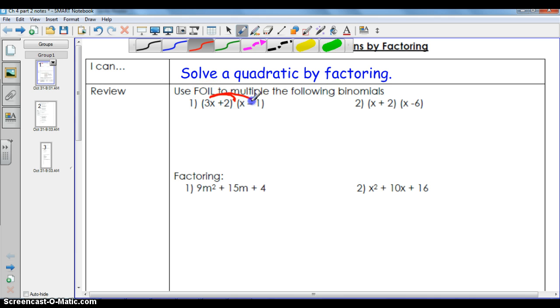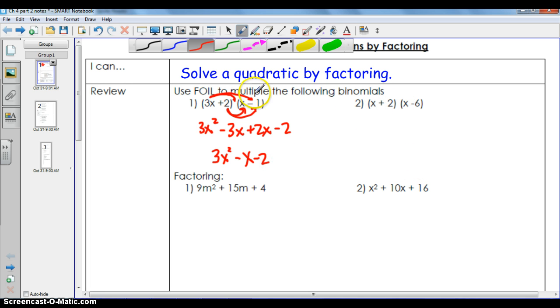We've got first, outer, inner, last that we're multiplying here. So it's 3x times x, or 3x squared. It's 3x times negative 1, or negative 3x. 2 times x is 2x. And 2 times negative 1 is negative 2. And then combine your like terms to get your final answer.